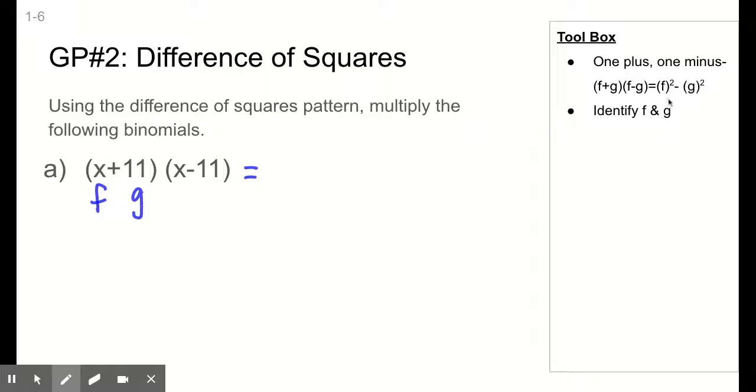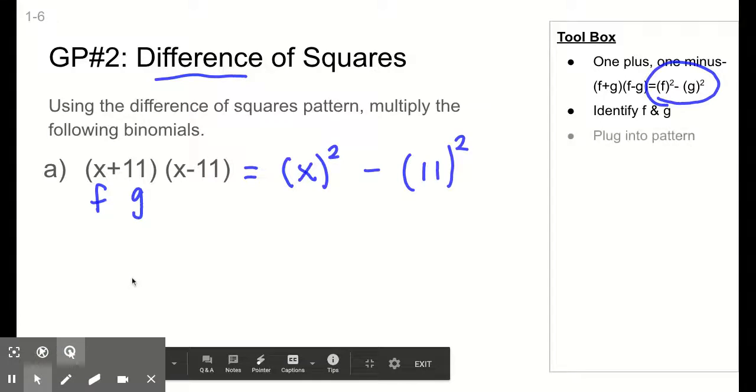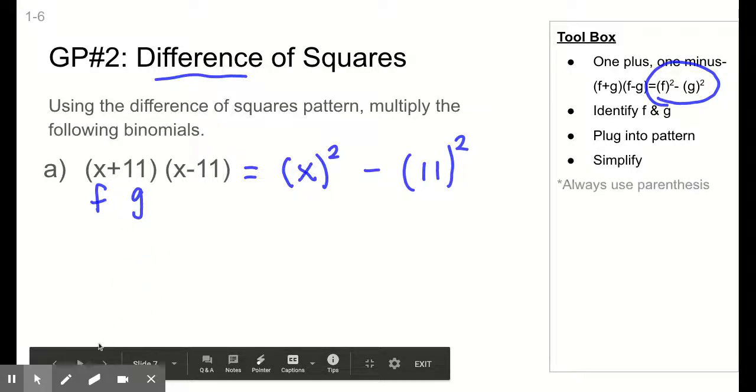So we replace f and g now with x and 11, using parentheses, of course, x squared minus g is 11. And in this case, it doesn't matter to use positive or negative because there's always going to be this minus sign because it is the difference of squares pattern. So we plugged our f and g values into the pattern. The last thing we want to do is simplify.